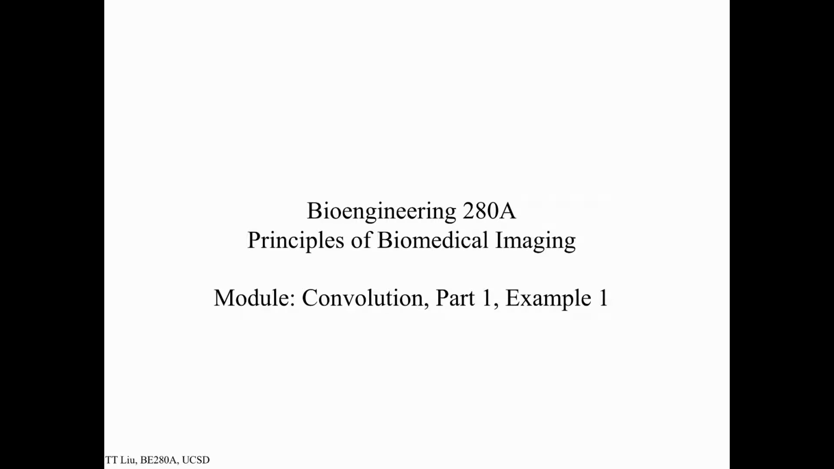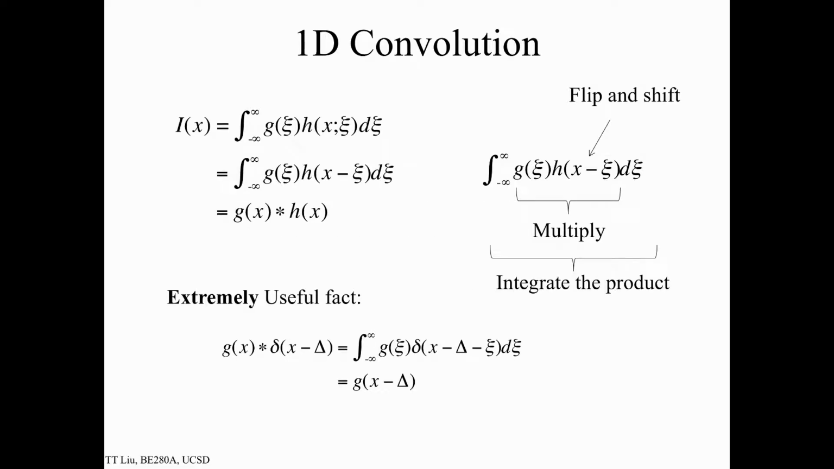Okay, in this module we're going to just do an example of convolution with a delta function. So if you recall from the previous module, convolution part 1, a very useful fact was that if you take g of x and convolve it with a shifted Dirac delta function, then your output is simply a shifted version of your original input.